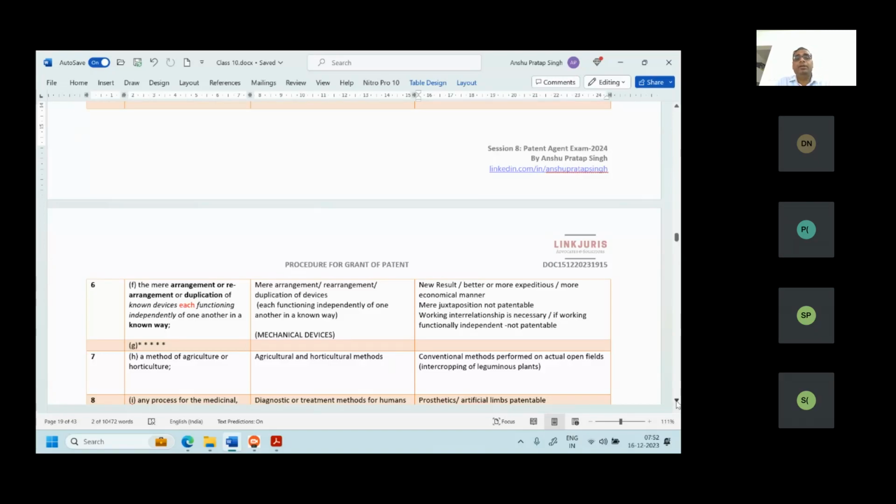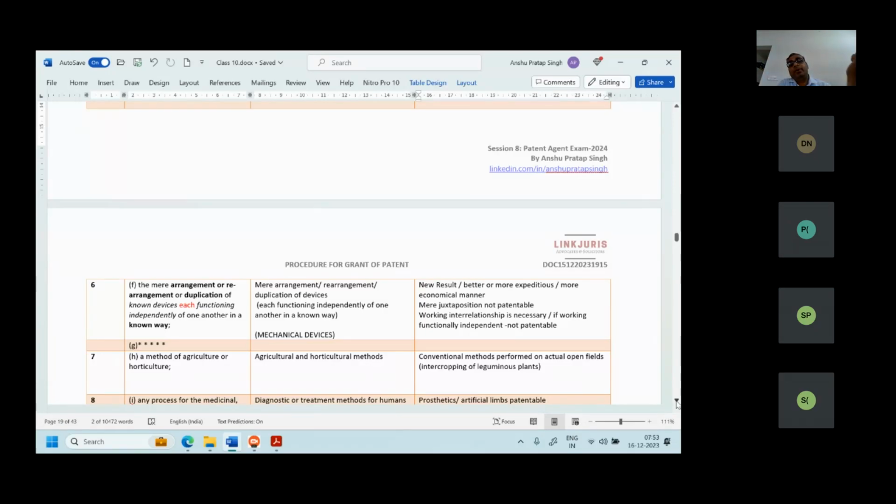Now similarly, if you have a camera and a phone, and you combine them and create a new thing, so that we can talk as well as click pictures, if there is nothing else, then this mere arrangement will not be patented.